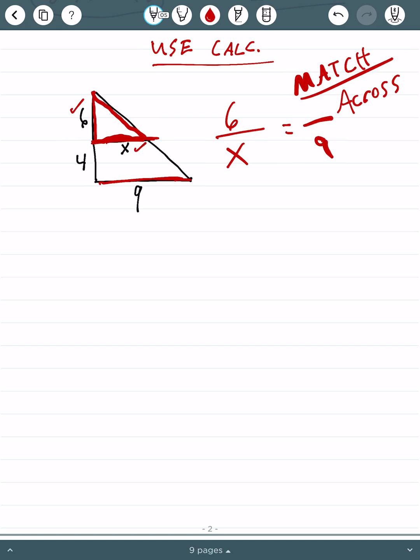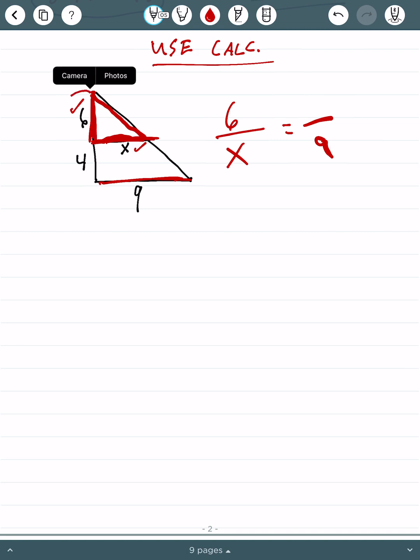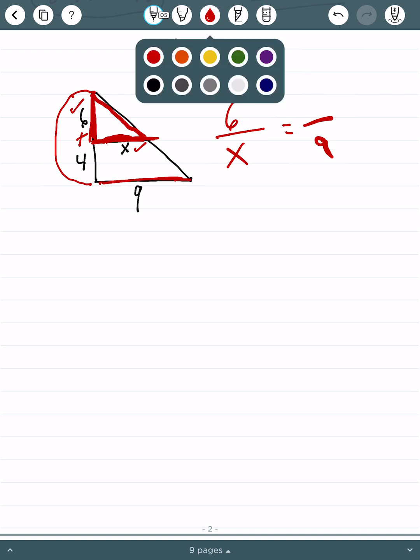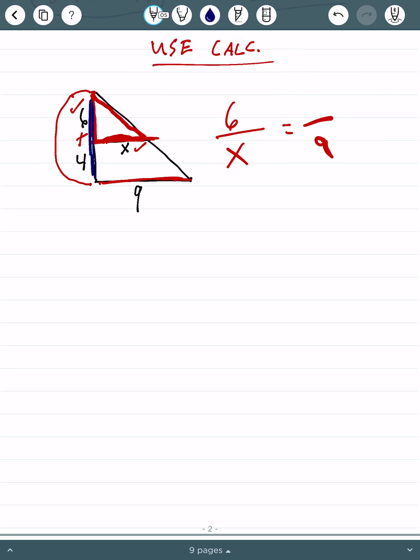Now, since 6 represents the total length right here, the whole side, then its match has to be the same thing, okay? So it has to be the total distance. It has to be from here to here. I have to add those two numbers together, okay? The total length of that whole side is 10, and that's going to go right there, okay?